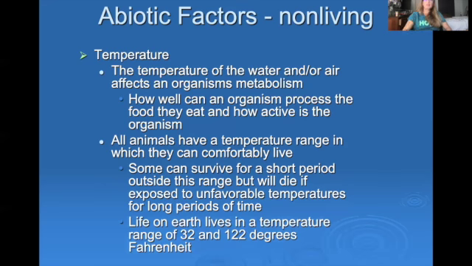Life on Earth generally survives in a range of 32 to 122 degrees, so between freezing and boiling, essentially. Over the summer this year, Death Valley got to 130, so that's at the way, way extreme for anything to survive at.